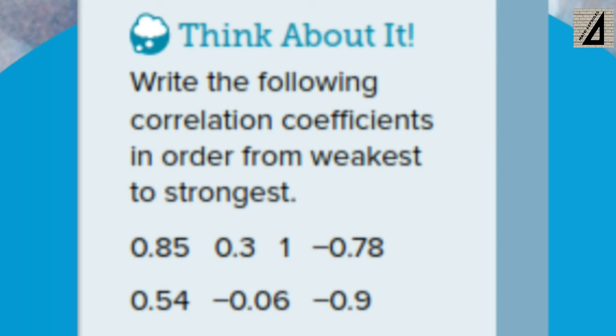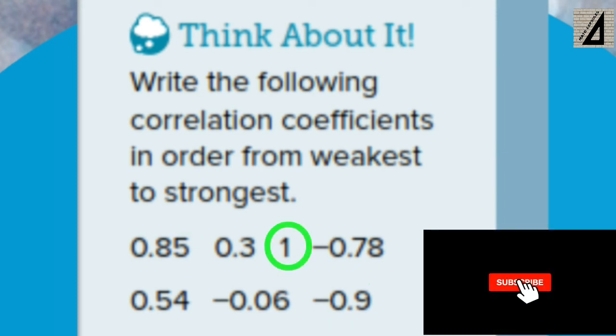After that, it is 0.54, then negative 0.78, then 0.85, and negative 0.9, and at the end it is 1, which is the strongest correlation ever.